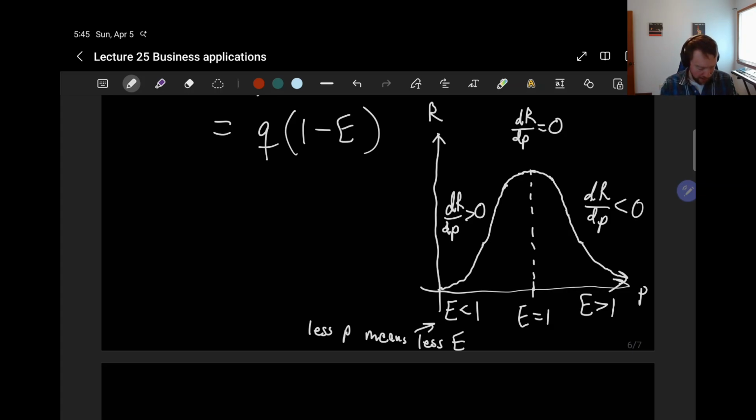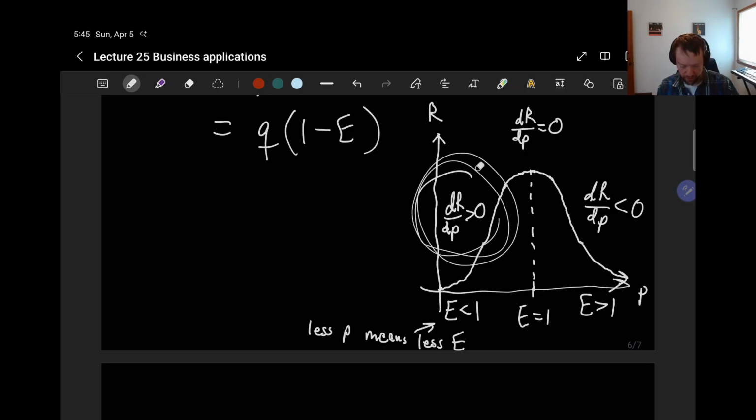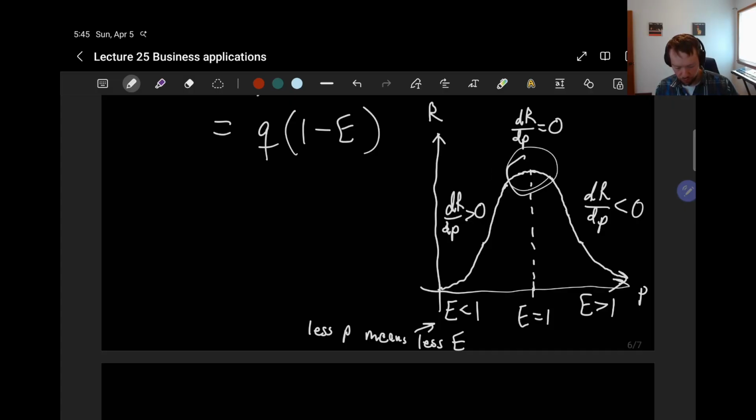So I know this is a maximum because we're increasing on this side. So this is basically the first derivative test. We're increasing, then we have a critical point here, and then we're decreasing on the other side. That's a maximum. So this is why our ideal situation is to have unit elasticity where E is 1.